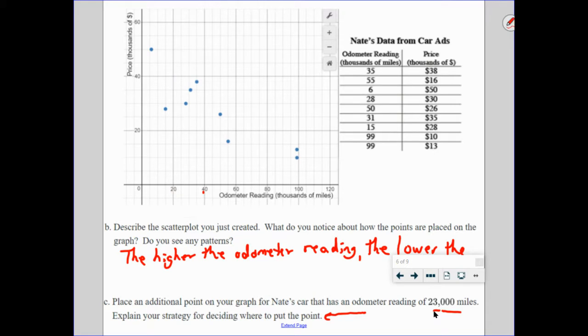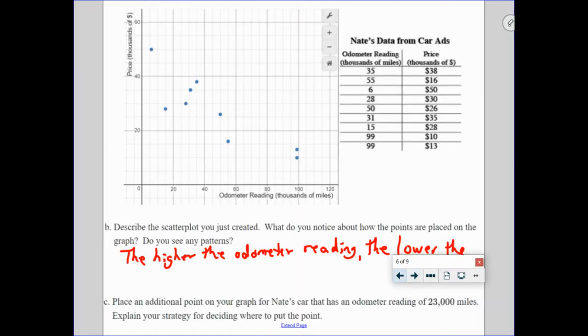So yeah, you're not going to put your point down here. That doesn't make sense. You're also not going to put it right up here, like it's going to be really, really expensive. Okay, it's based on the data you see here. Where do you think you should put that point? And put it on there and explain why, just a sentence or two explaining why you put it there for 23,000 miles. Got it? All right.